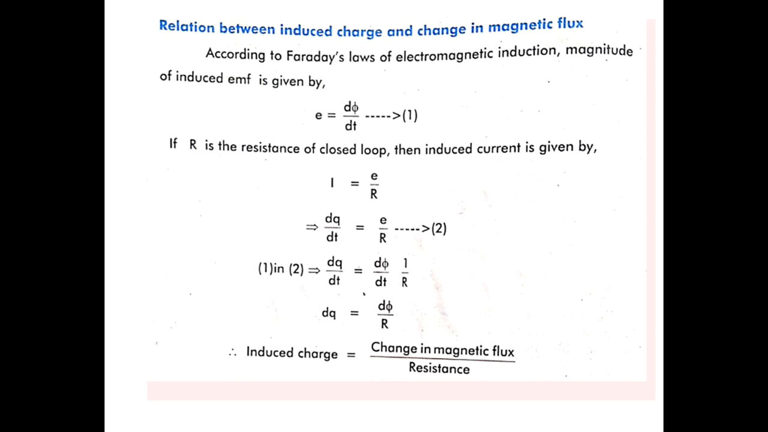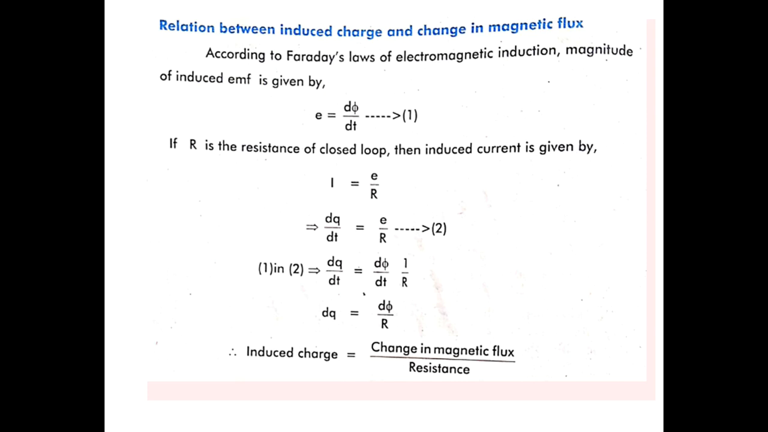From equations 1 and 2, dq/dt = (dφ/dt) × (1/R), since the E value is dφ/dt according to equation number 1. Just put the E value in equation number 2. Then we get dq/dt = dφ/dt × 1/R, and the dt gets cancelled. Therefore dq = dφ/R.